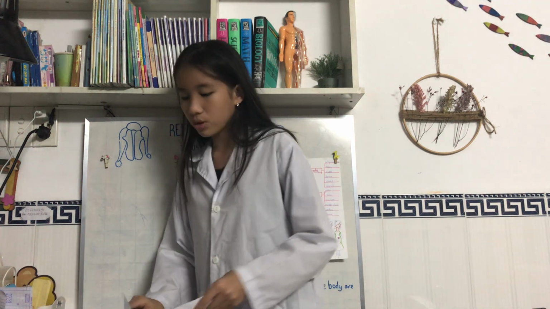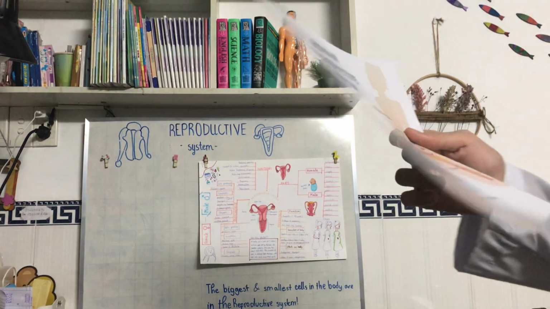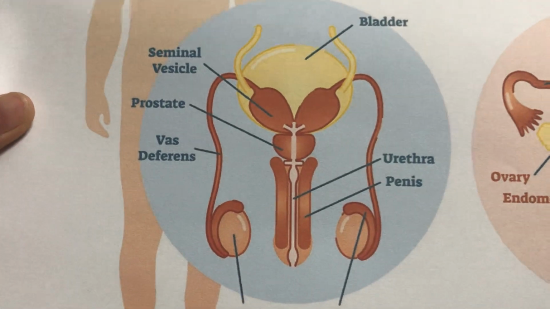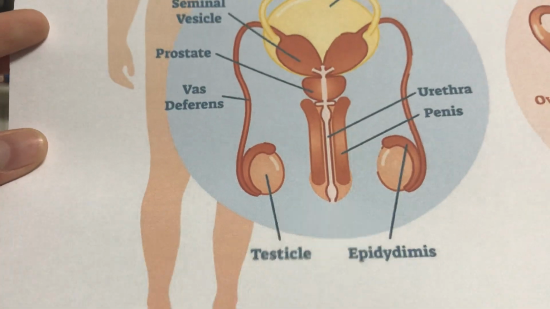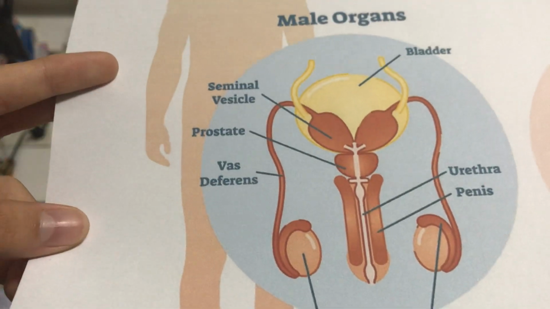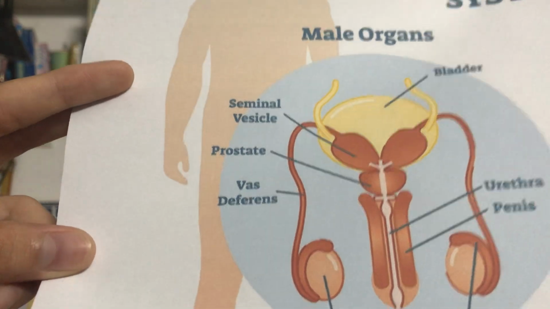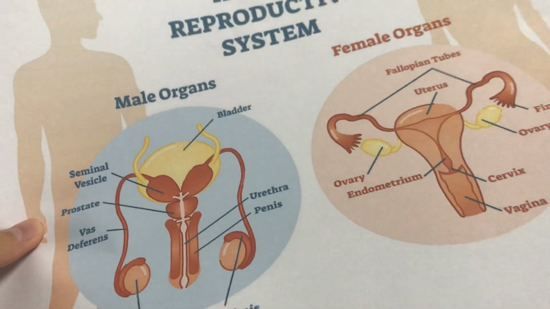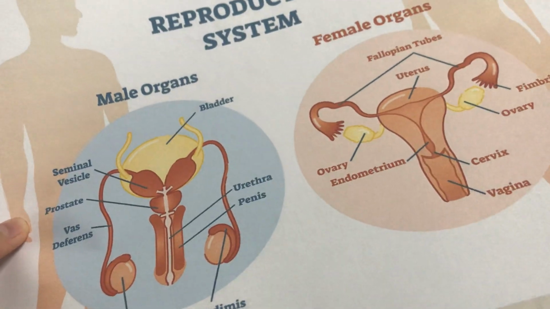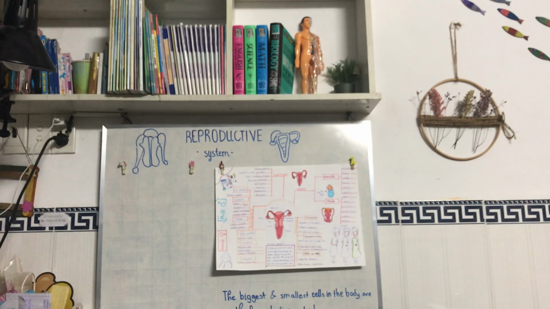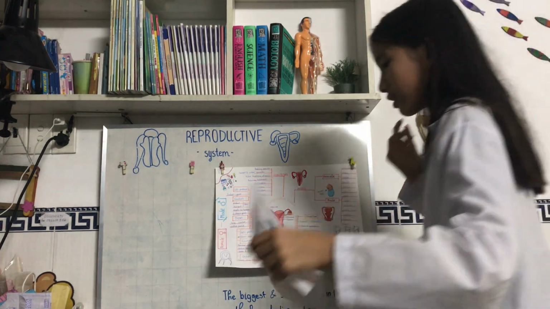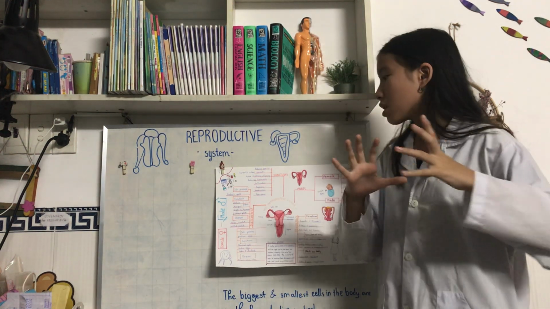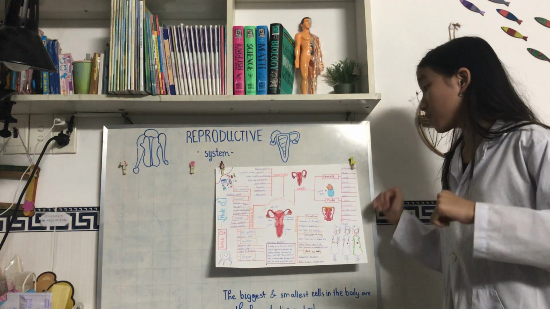Then we have the male reproductive system, which also has the bladder, which is part of the urinary system, the urethra, the testicle, epididymis, vas deferens, prostate, seminal vesicle. We also have the testes, the scrotum, the prostate glands, the urethra, and some sperm, in contrast to the eggs of the female reproductive system. So those are only some of the parts of the female and male reproductive system.